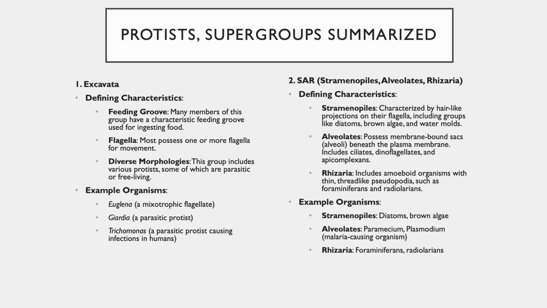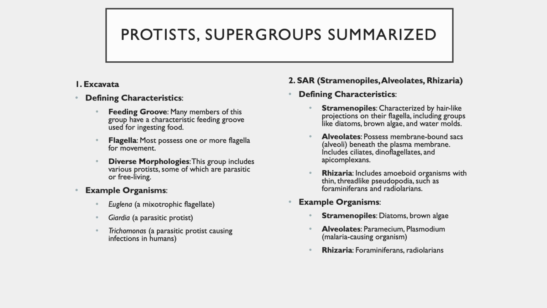SAR: Stramenopiles, alveolates, and Rhizaria. Stramenopiles are characterized by hair-like projections on top of their flagella, so having hairy flagella. These include groups like diatoms, brown algae, and water molds.